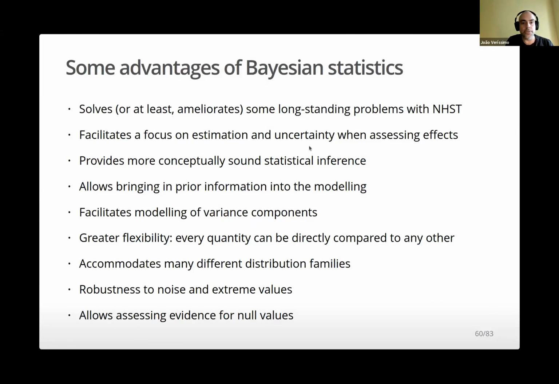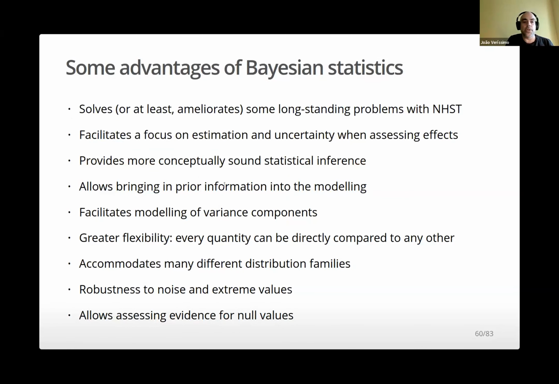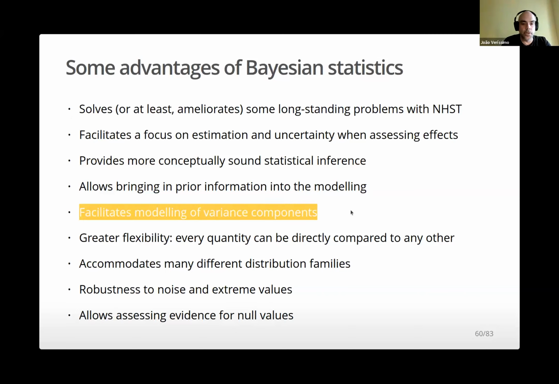So I hope I've convinced you that there are a lot of interesting advantages about Bayesian statistics. We looked at the first four already, that we can bring in priors, that we can focus on estimation, that we can solve the problems of NHST. In order to conclude now, we still have about 10 minutes. In order to conclude, I'll just show you another important advantage of Bayesian statistics, which is that it facilitates the modeling of variance components.